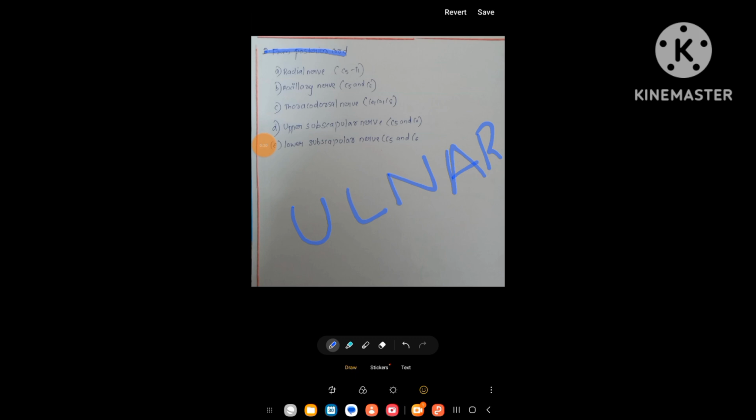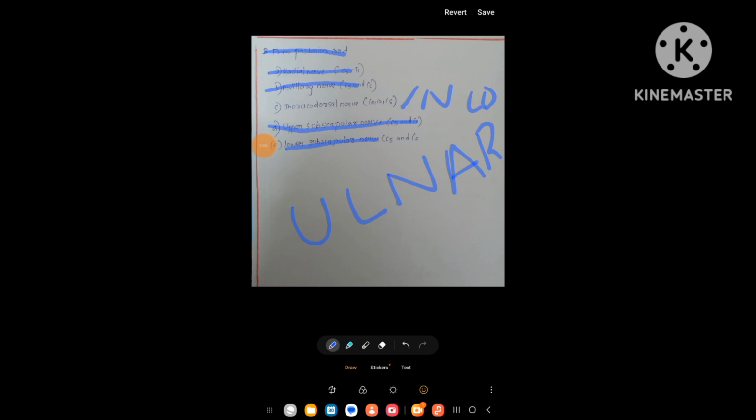The U for upper subscapular nerve, L for lower subscapular nerve, N for nerve to subclavius or thoracodorsal nerve. This is the nerve to latissimus dorsi, or thoracodorsal nerve, which represents the N. Ulnar is the third letter in the mnemonic. And A for axillary nerve and R for radial nerve.